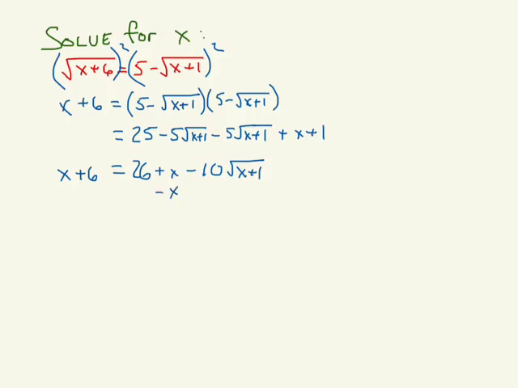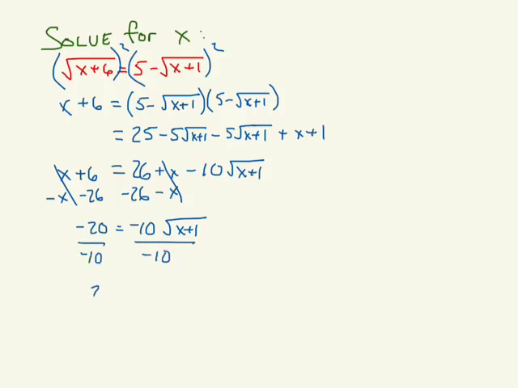We're just going to isolate our radical again. We'll subtract our x's. We'll subtract 26 from both sides. We'll get a negative 20 equals a negative 10 square roots of x plus 1. Divide both sides by a negative 10. That gives me a positive value, which is exciting to me. I don't like square roots that are equal to negative values. They don't work out too well in the end. And we're going to square that.